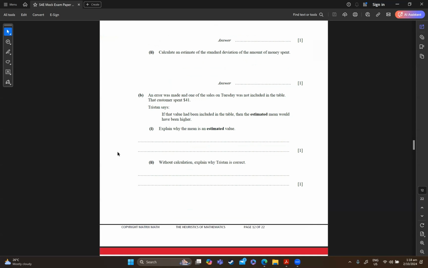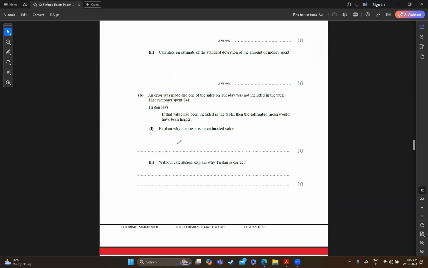Okay, B part 1, explain why the mean is an estimated value. Why is it an estimated value? It is because the value of M used to calculate the mean is the mid value and not the actual value.